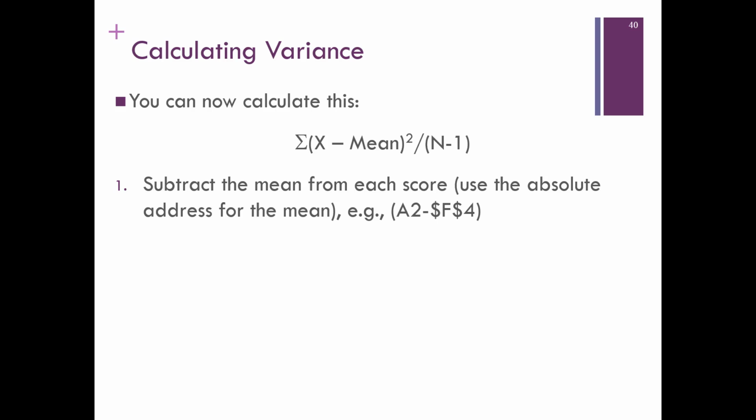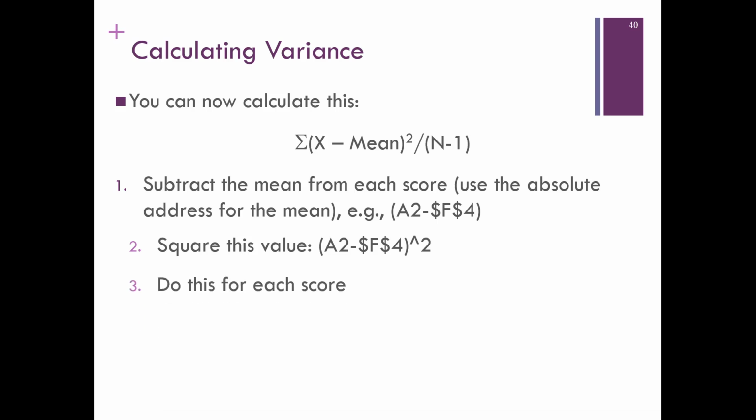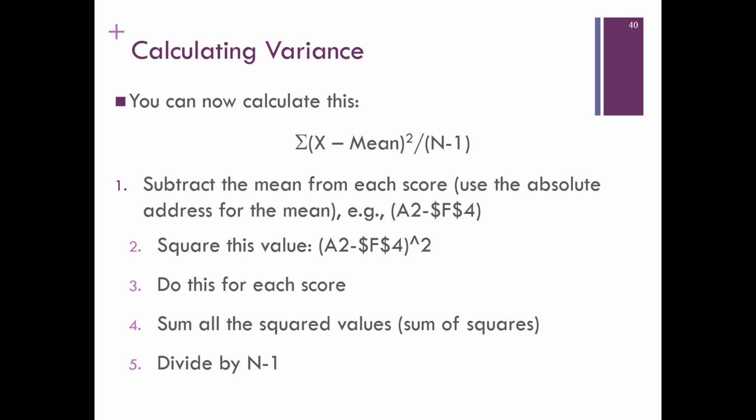Alright, so taking the sample variance, you can now calculate this in Excel. That's pretty cool, isn't it? Now you can subtract the mean from each score. The mean for midterm 1 is in cell F4, so you can create an absolute address for that cell, subtract the mean from each score, and then square that value. You can see the caret sign to represent exponentiation. Do that for each score. Then sum all of those squared values to obtain the sum of squares, and divide that by n-1. So that's really exciting that you can do this by hand now in Excel.